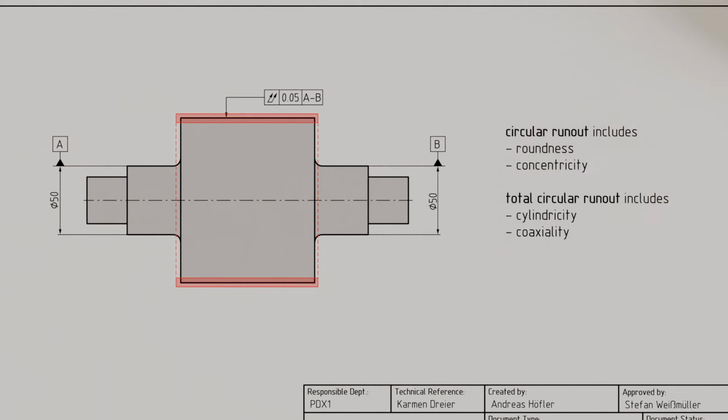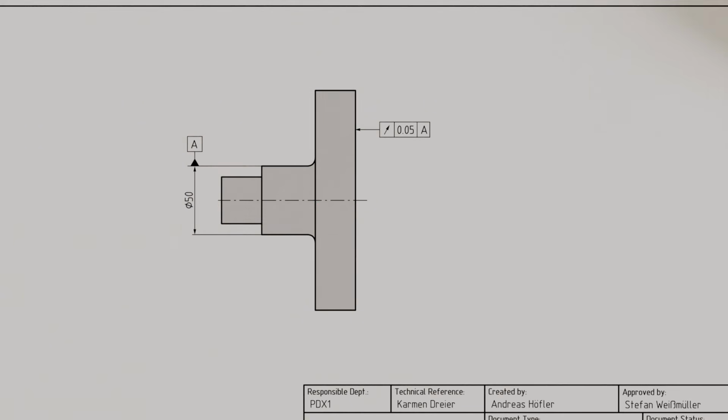Total circular runout therefore includes, analogous to circular runout, not only cylindricity but also coaxiality. The center line of the tolerated cylindrical surface must not deviate too much from the datum axis, otherwise the surface will wobble during rotation and no longer remain within the tolerance zone. With runout, we can ensure not only that a surface does not wobble too much in the radial direction, but also that a surface does not tilt excessively in the axial direction.